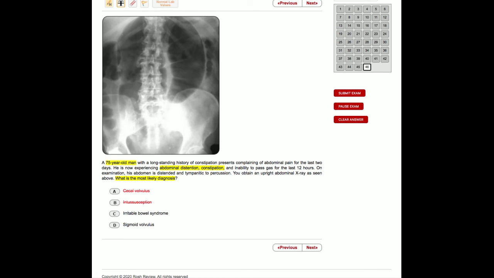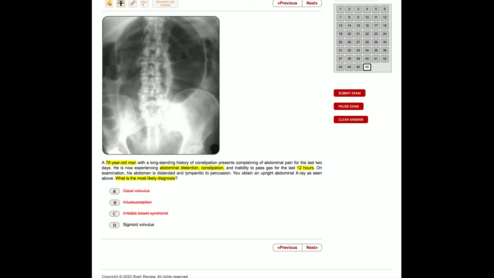Then we have irritable bowel syndrome. Well, that's more of a condition that's associated with chronic alterations of bowel habits. You could certainly have abdominal pain. You could have diarrhea and constipation. But a 75-year-old gentleman who has this x-ray with abdominal distension and constipation of short-term onset, right? Last 12 hours. On the board exam, we're given that this is an acute process, okay? So we're certainly not going to select irritable bowel syndrome as an answer choice because that's only a chronic process.